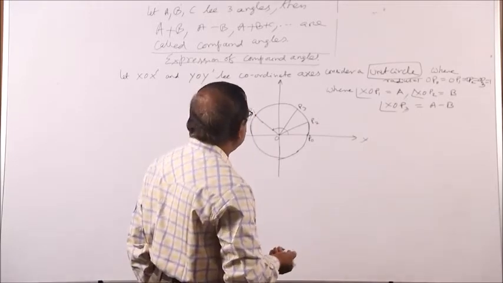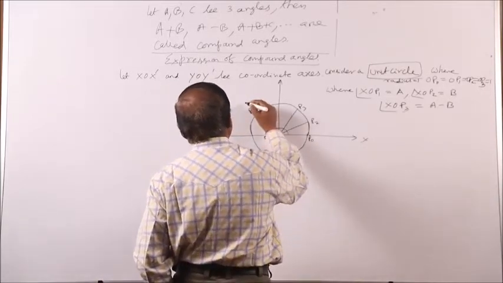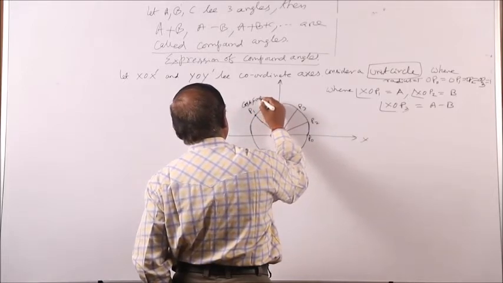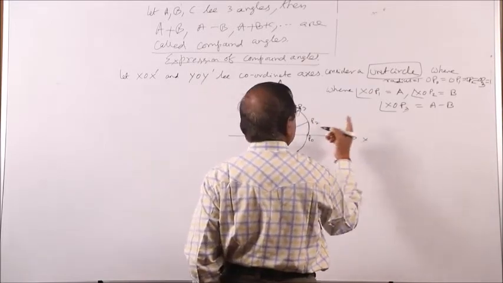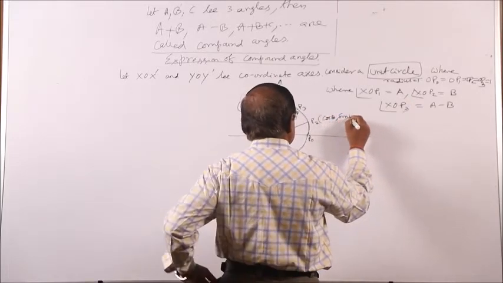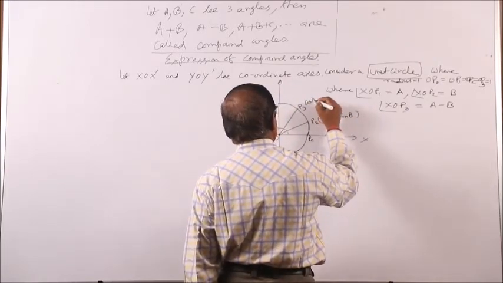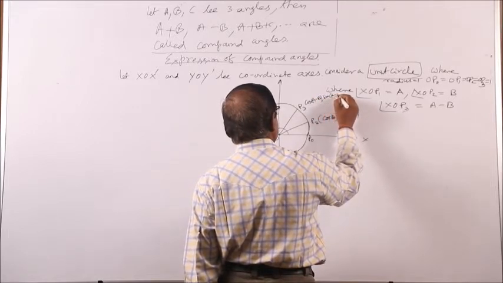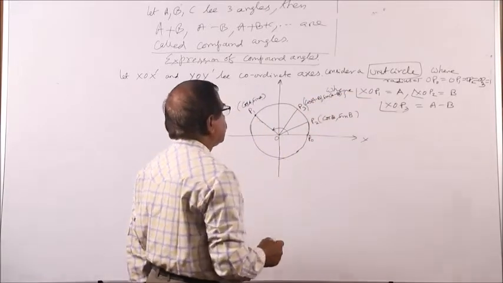So it implies that the coordinates of P1 will be, when this angle is A, cos A, sin A, because this total angle is A. And this will be cos B, sin B, and this will be cos A minus B, sin A minus B.